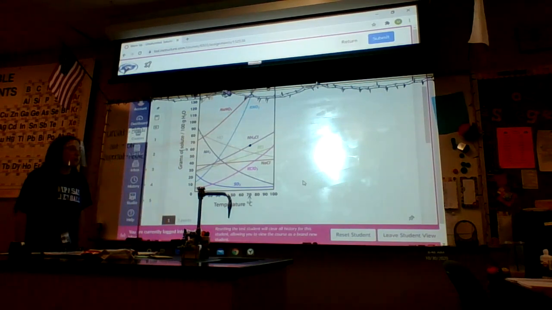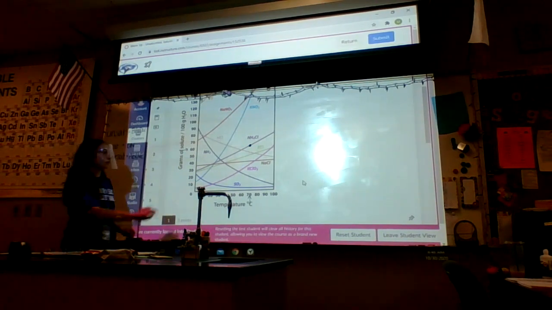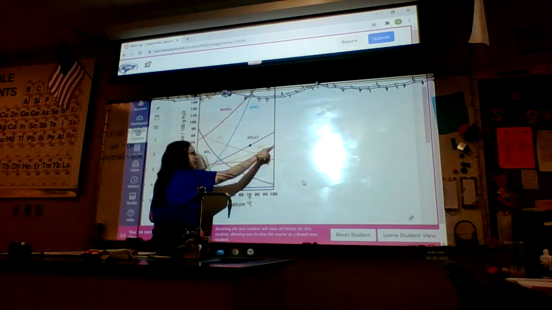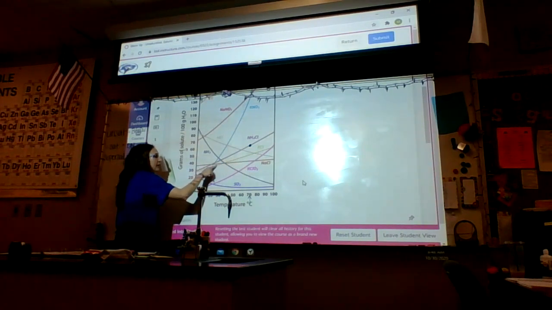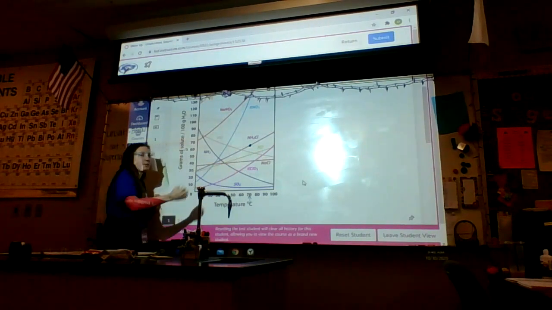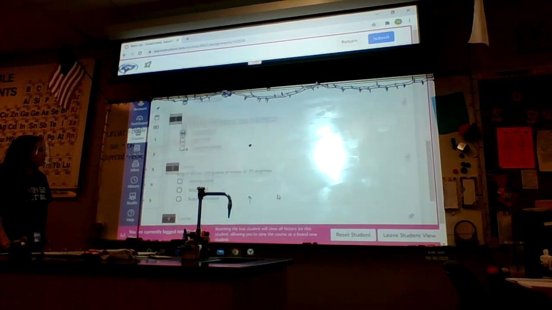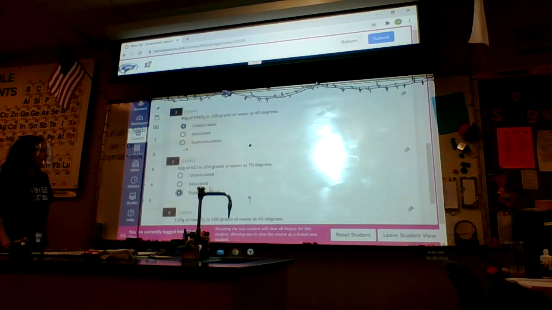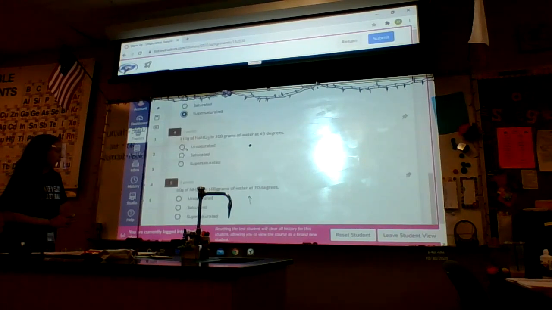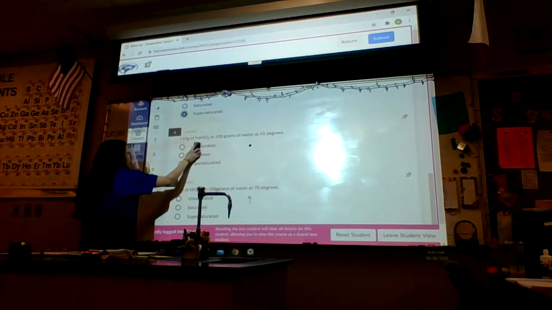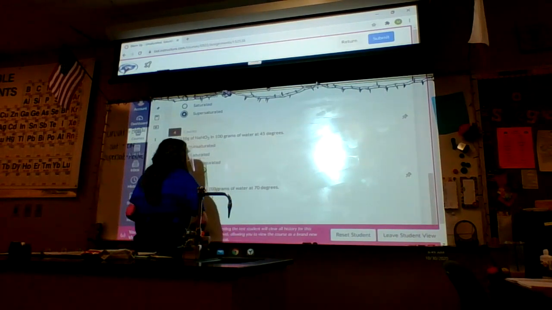All right, and it's talking about KCl. So this green line is my KCl line. Where's my dot compared to KCl? Above. So what's my answer? Supersaturated. Supersaturated.